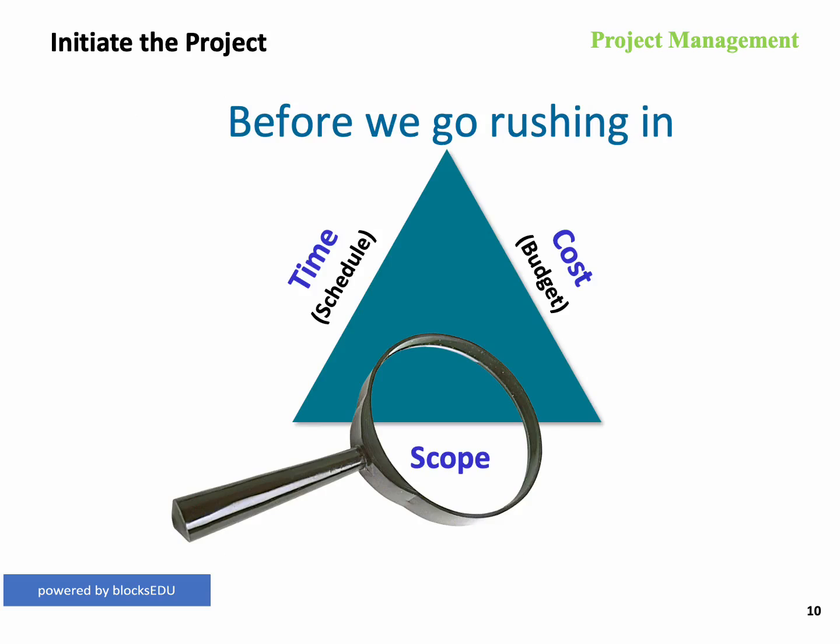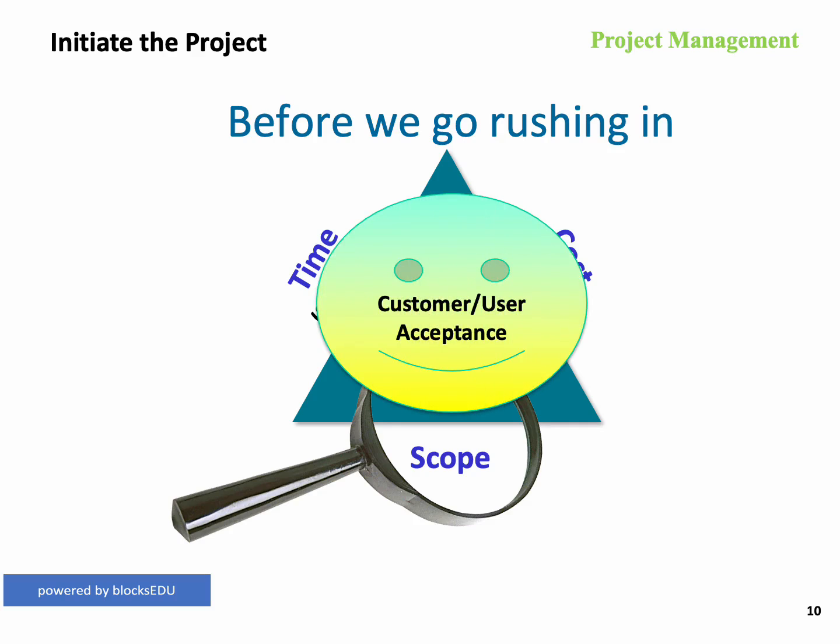So before we go rushing in and start to get things going, we want to make sure that we keep this triangle in mind: scope, time, cost. When we look at our product requirements, we want to make sure that we have the appropriate amount of money and the appropriate amount of time to deliver the things that the product requirement says it should be. The thing we want to make sure is that the customer and users accept it, that they agree to what it's going to be.